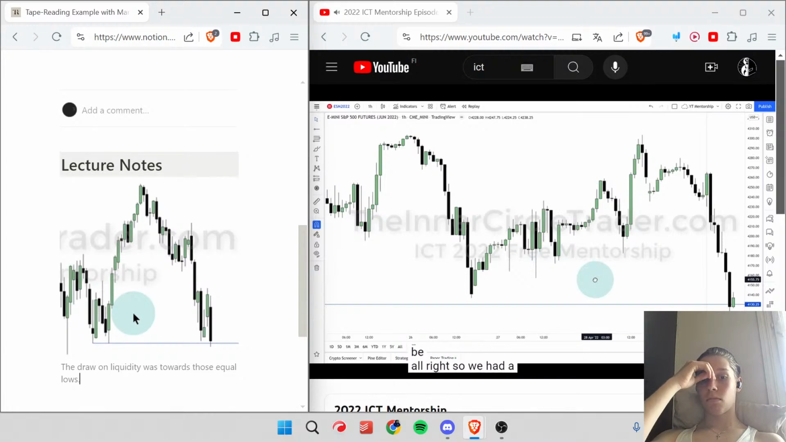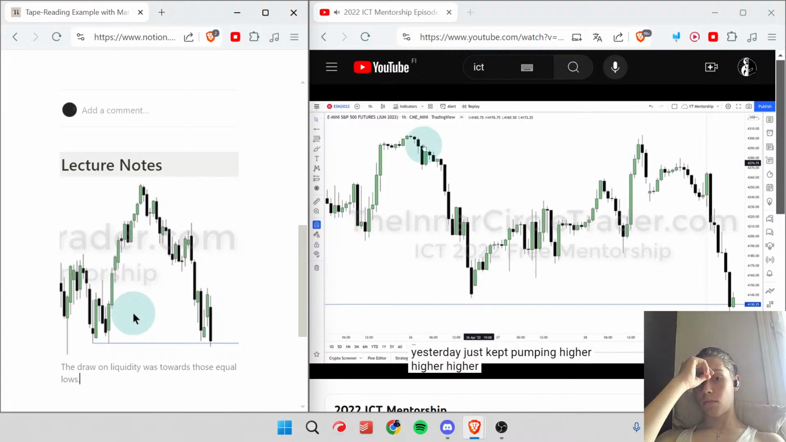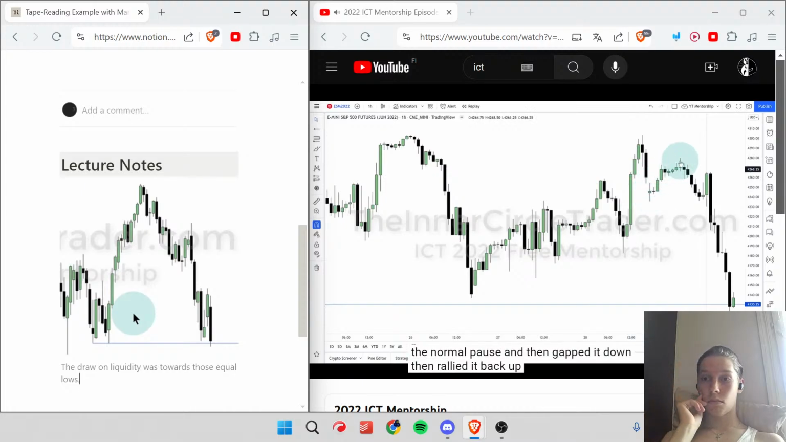All right, so we had a run here. Yesterday, this kept pumping higher, higher, higher, higher, higher. Just fell short of this high. And then we had a decline, and then the normal pause, and they gapped it down, then rallied it back up. So between this candle's low and this candle's opening, right in here, that's an imbalance, coupled with an actual gap. So I want you to take a look at that.